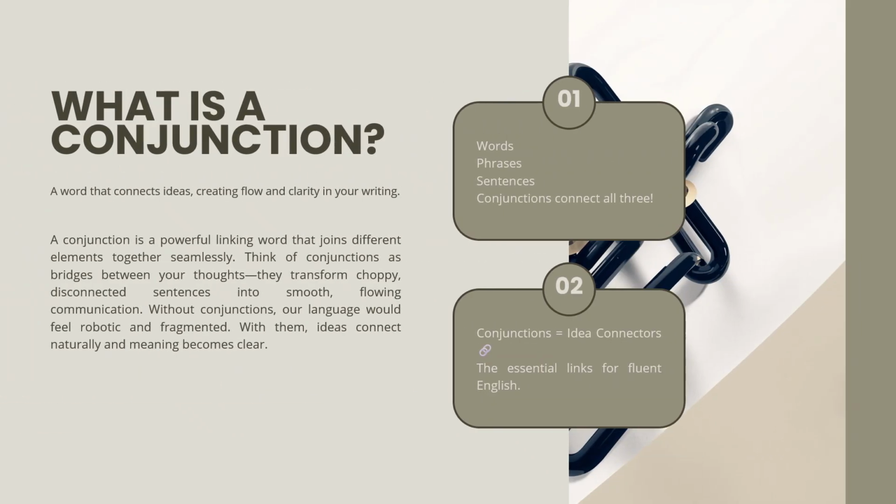What is a conjunction? Now, the real concept. A conjunction is a word that connects words, phrases, sentences. Example: I like tea and coffee. "And" connects two ideas. So, conjunctions are like bridges. They join thoughts together.